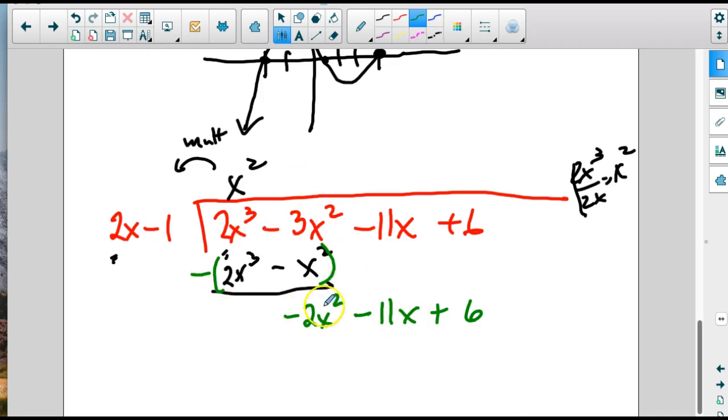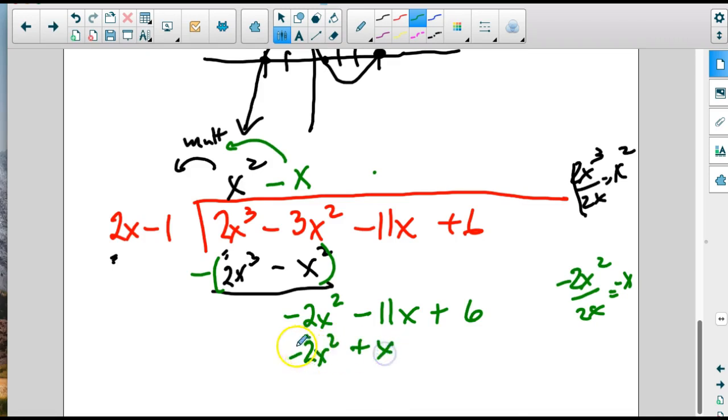Now we have to keep going. We have to divide this. So we got a negative 2x squared. That's this term. We're dividing it by 2x. We're going to get negative x right there. So that's what's going to be next, negative x. All right, we do that division, and then we multiply this way, and we get -2x squared plus x, and we subtract.